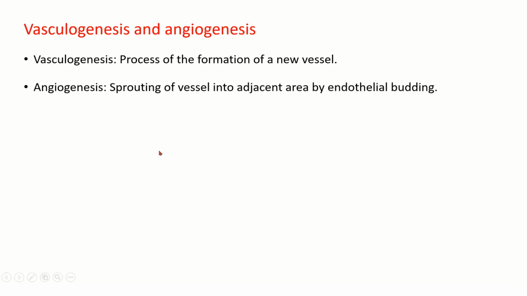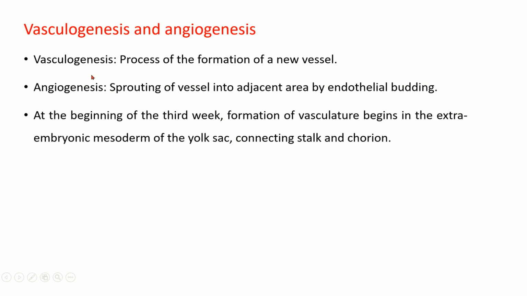So a small note on vasculogenesis. Vasculogenesis is the process of formation of a new vessel. Angiogenesis is sprouting of vessels from already existing vessels by endothelial budding. So at the beginning of the third week, formation of vasculature begins in the extraembryonic mesoderm of the yolk sac, connecting stalk and chorion.